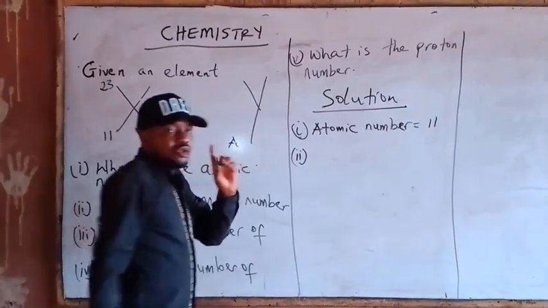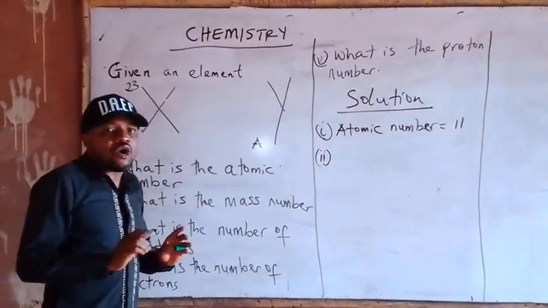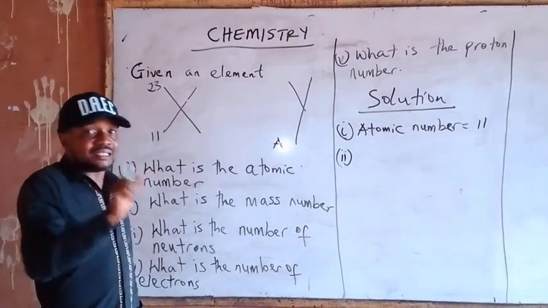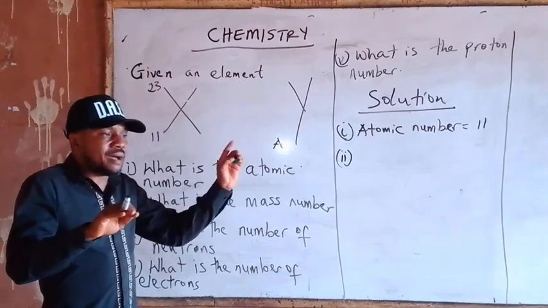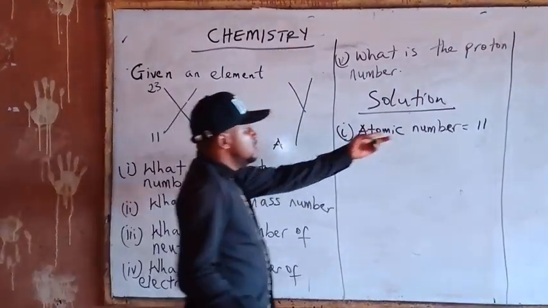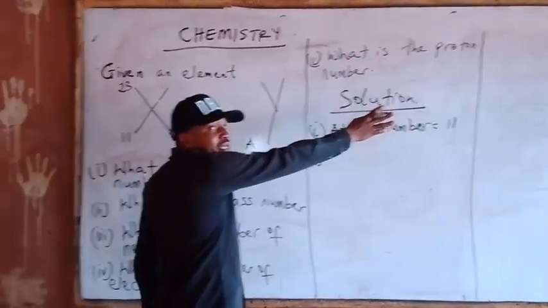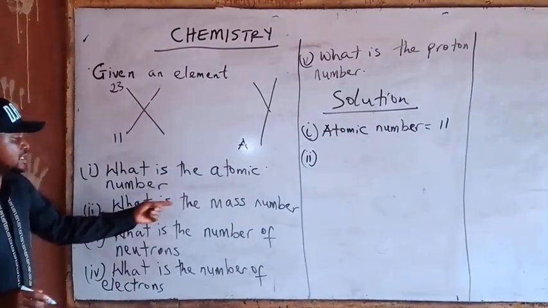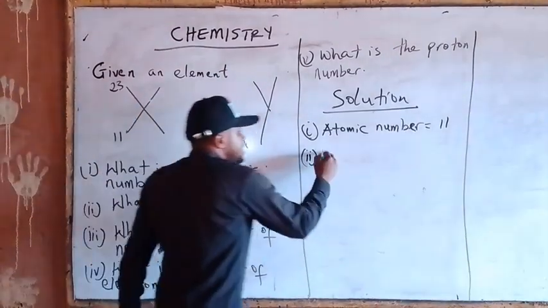Now what is atomic number? Atomic number of an element is the number of protons in that element. So mark that word. Atomic number is the number of protons in that element. So you already know the number of protons there. So the next question is, what is the mass number?